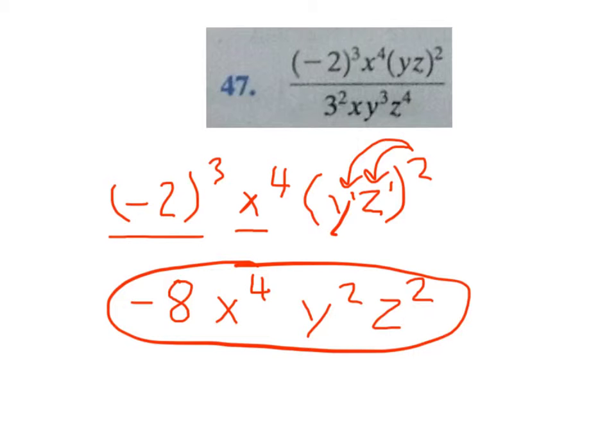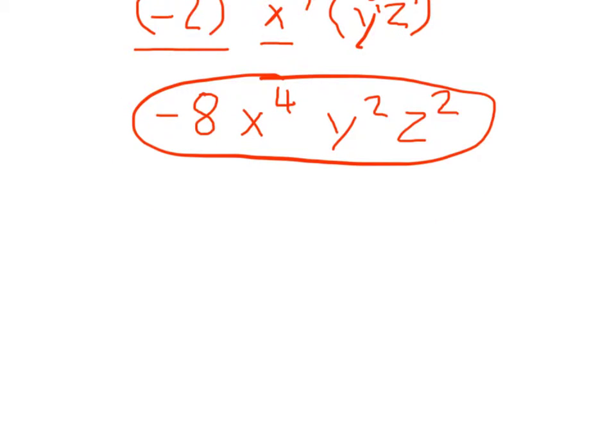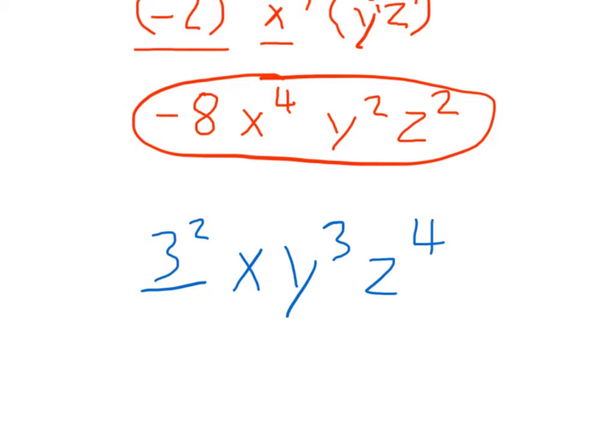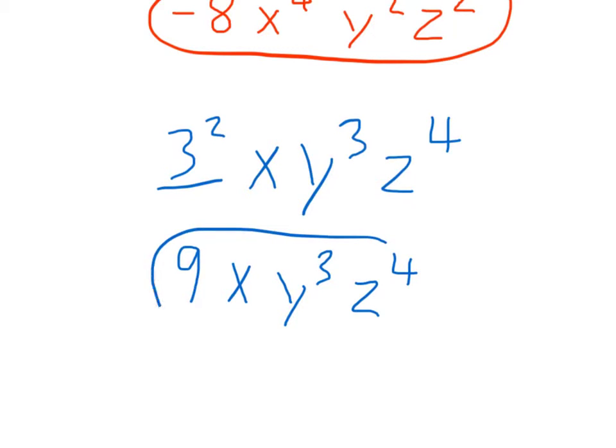Now we can go to the bottom. So on the bottom, we have 3 squared xy cubed z to the fourth. So the only thing we can simplify on the bottom is the 3 squared, which we know is 9. So we now have 9x y cubed z to the fourth as our denominator.